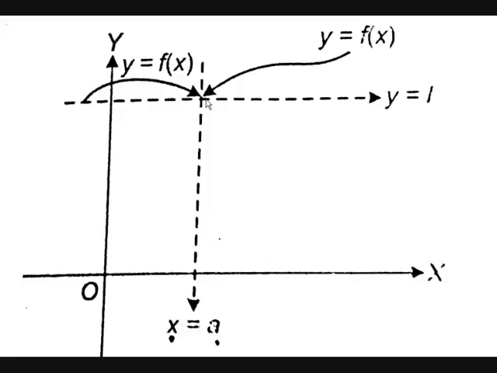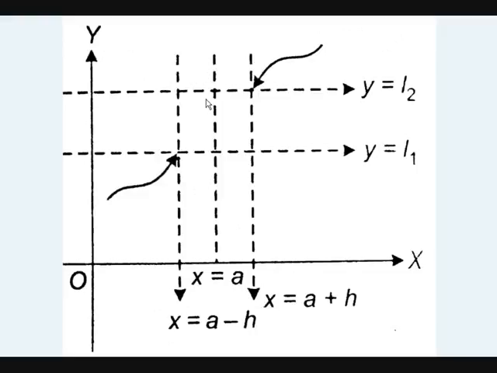Now what if the left tendency is not equal to the right tendency? This is a common doubt. As you can see in this picture, the left tendency is not equal to the right tendency. Then the meaning of this is that the limit as x tends to a of f of x is not defined.